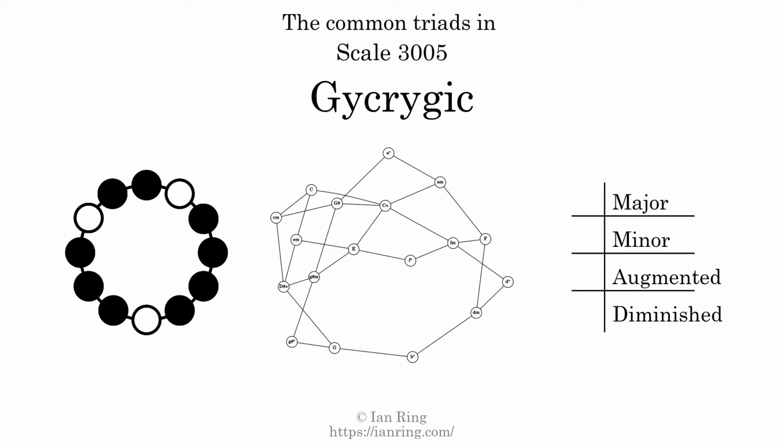The diagram in the center is a graph of parsimonious voice leading between triads. There are 5 major triads. There are 6 minor triads. There are 2 augmented triads. There are 5 diminished triads.